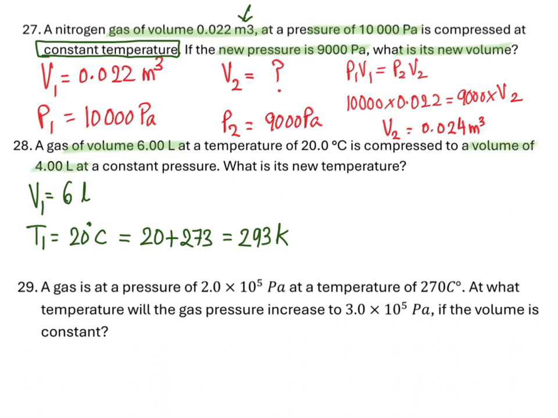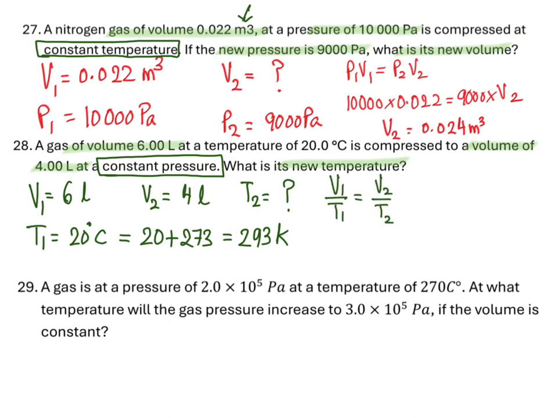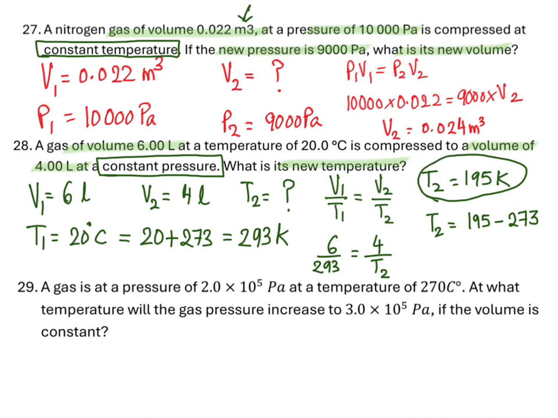Then we can read further. It says it is compressed to a volume of 4 liter at constant pressure. So pressure is constant. What is its new temperature? They are asking us to get the new temperature. So we'll use the formula V1 over T1 equal V2 over T2 because the pressure is constant. We substitute the numbers and then we get the value of T2 as 195 Kelvin. So that's the answer which we get, 195 Kelvin.